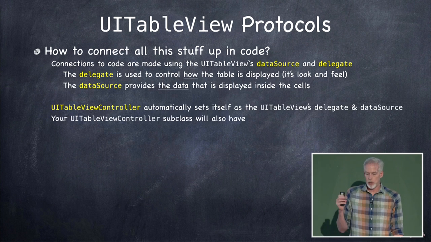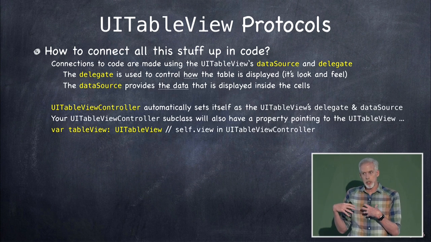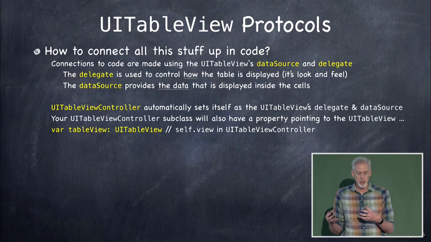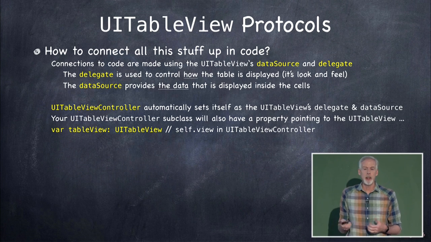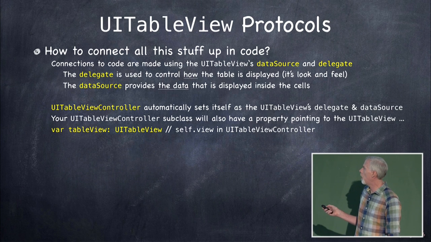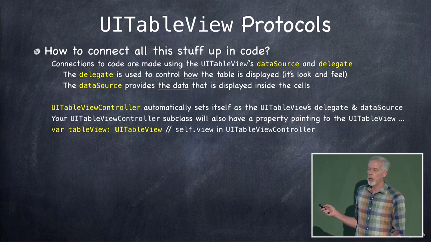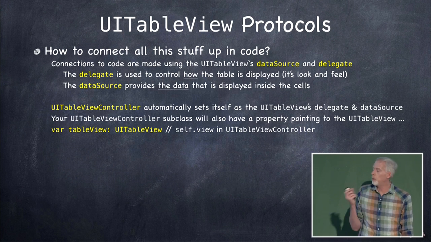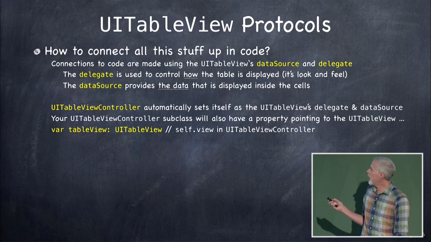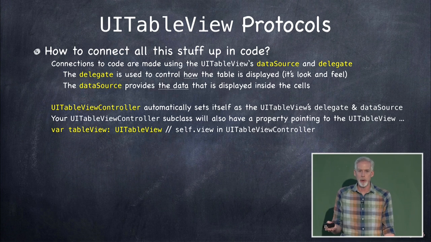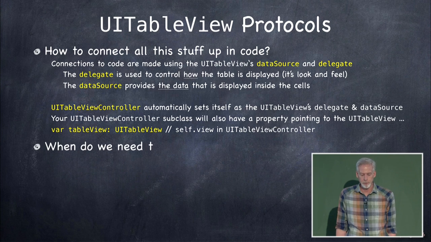Now, the UITableViewController automatically sets itself as the delegate and as the data source. So it's all preset up. And as I told you, the top level view is a UITableView. There's also a var called tableView, which is a computed var that just returns the view. So that will usually access the table view because it's typed to be UITableView. That's how we access our table view inside of our table view controller subclass code.